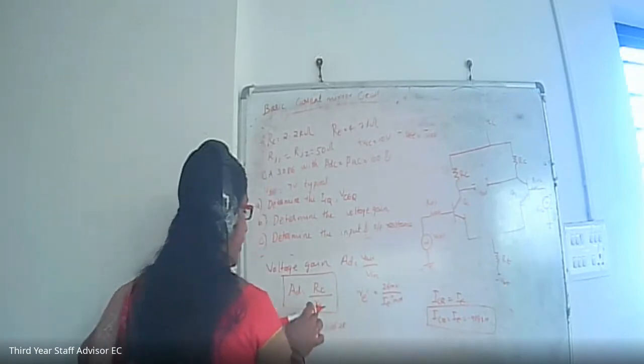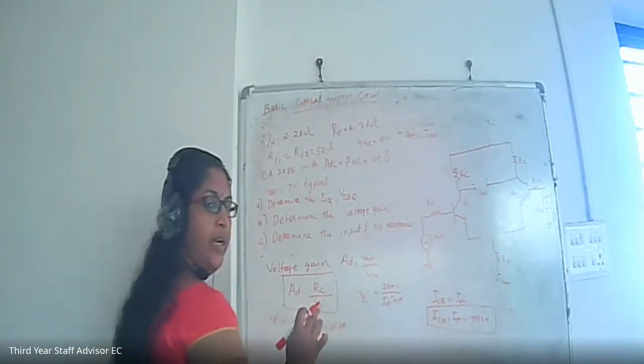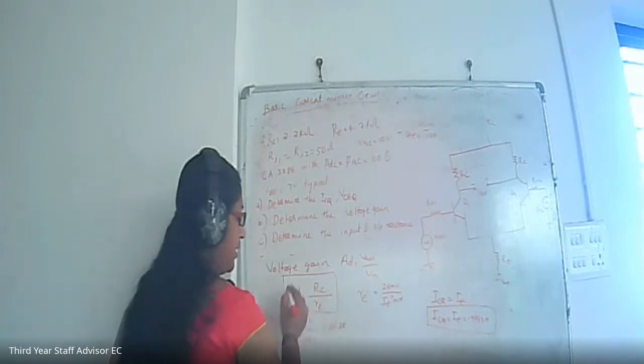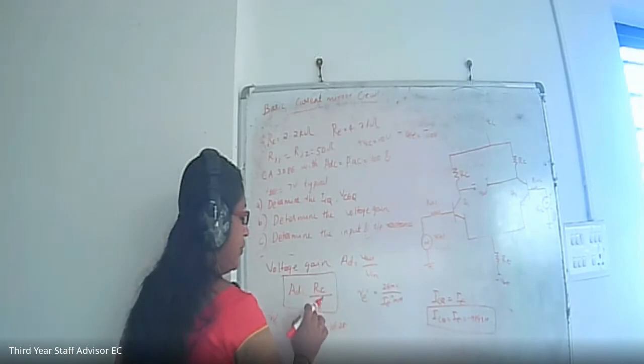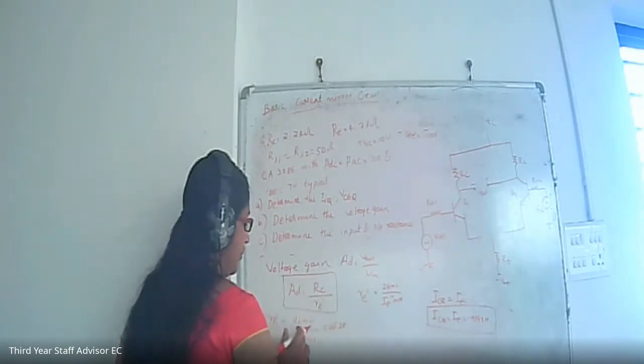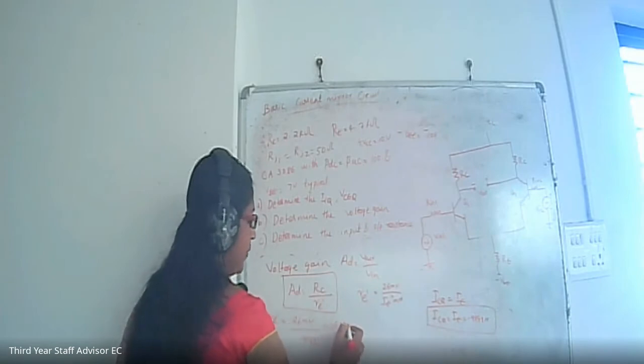Actually, we haven't used this value RE dash in our derivation. So you have to learn this equation by heart, because it is for doing problems. In our derivation we are not using this term, but for doing problems, it is a very useful equation. Okay, so RE dash value is equal to 26.28 ohm.